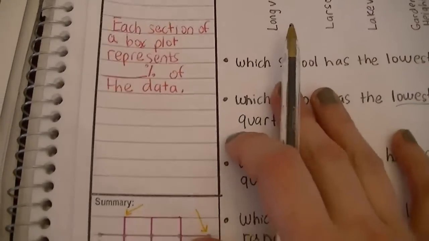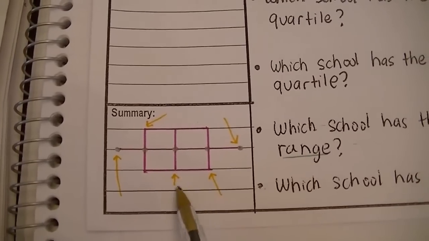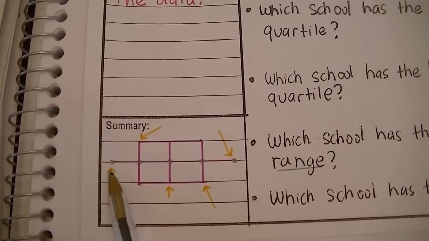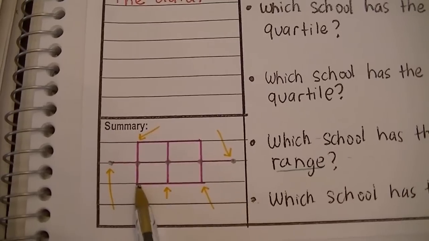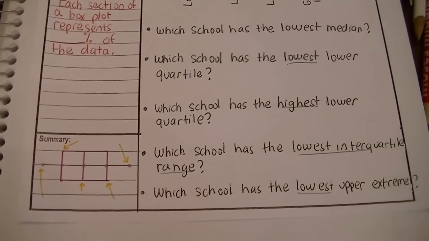And last but not least, I want you to label this box and whisker plot. So right here, what's that called? And what's this point called? And what's this point called? And what's this one called? And what's this one called? Okay, label that.